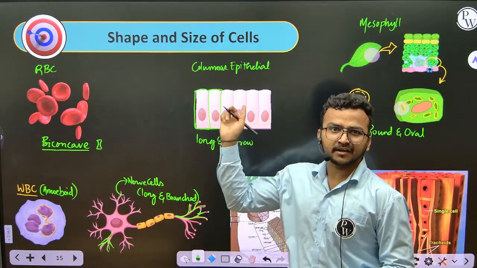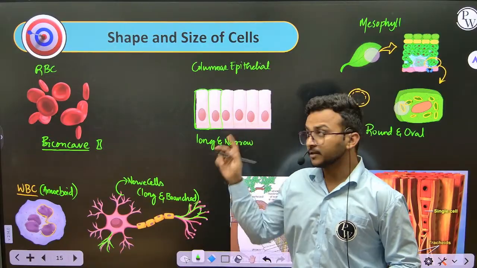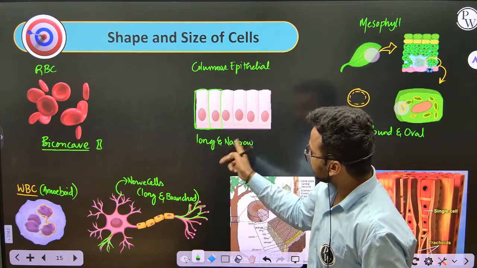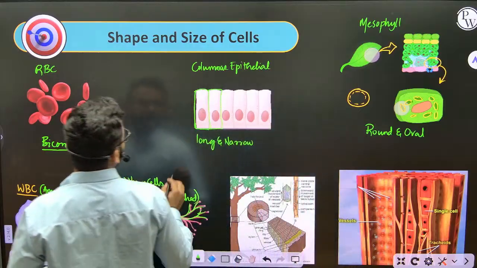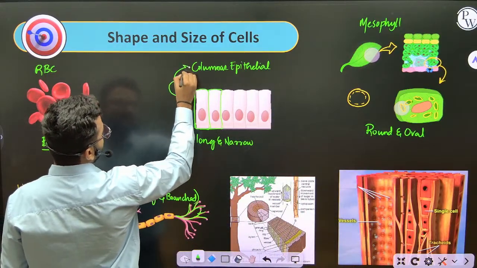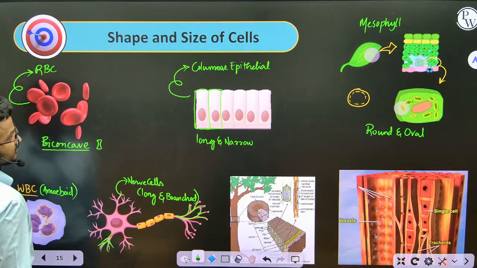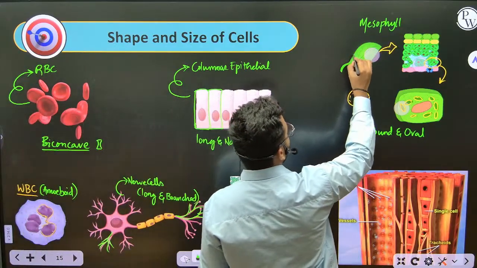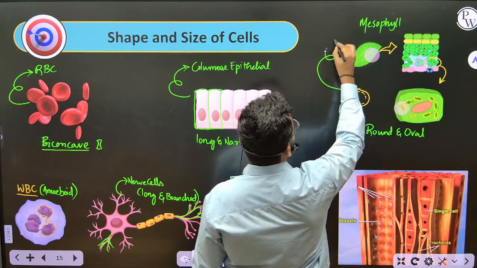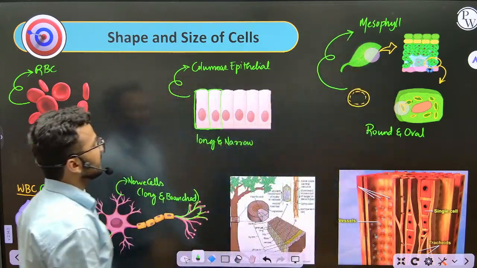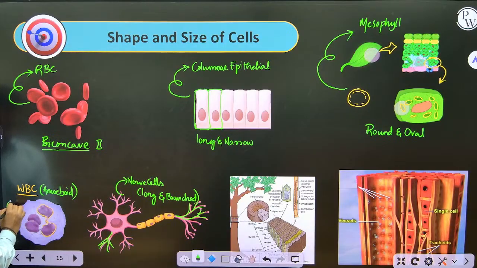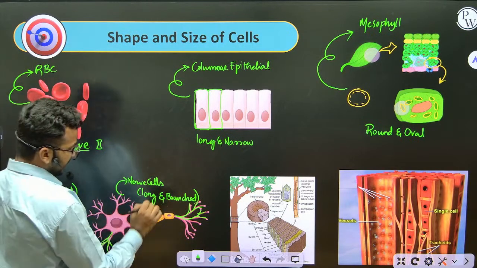This one is long and narrow. Don't confuse these two. This shape is long and narrow. So this is columnar epithelial cells, this one is RBC cells, this one is mesophyll cell, this one is WBC cell, and this one is nerve cell.